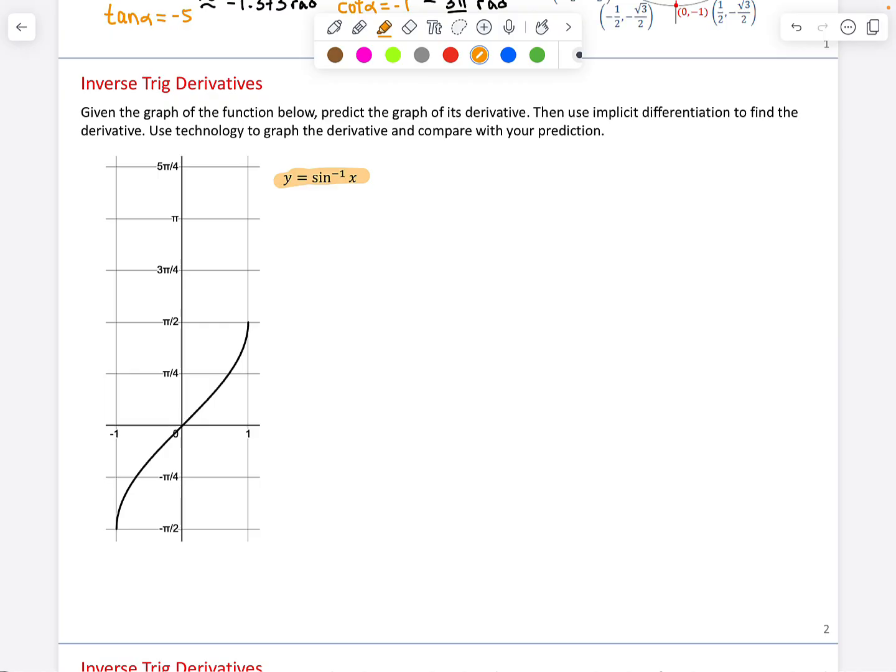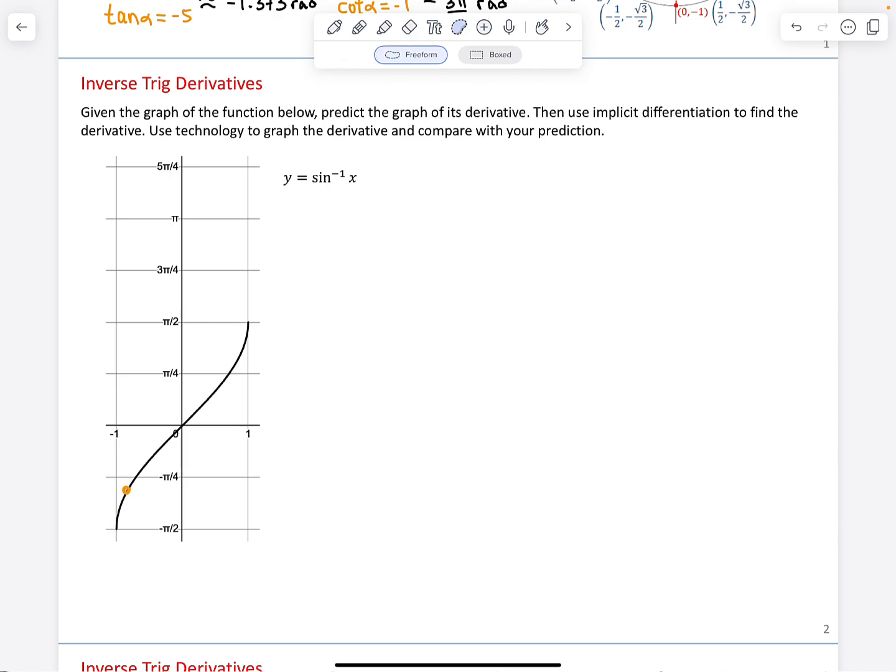You can see that its domain is limited from -1 to 1, as we said on the previous page, and its range is -pi halves to pi halves, as we stated on the previous page. Now, to predict the graph of its derivative, imagine a point somewhere on the curve, such as the orange point, imagine the tangent line at that point and its slope, and assign a numerical value to the slope. So currently it would be some large positive number.